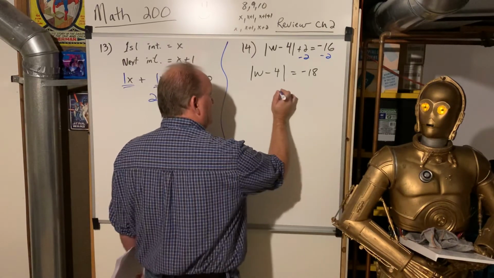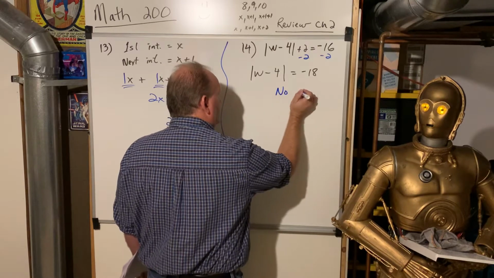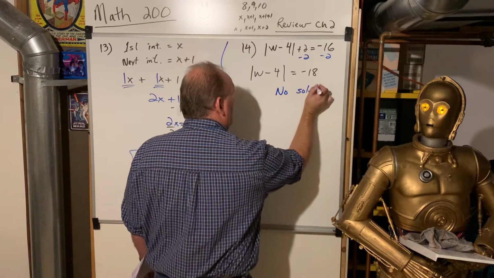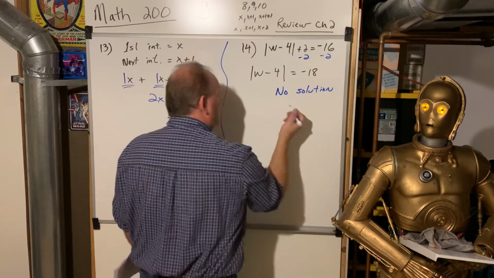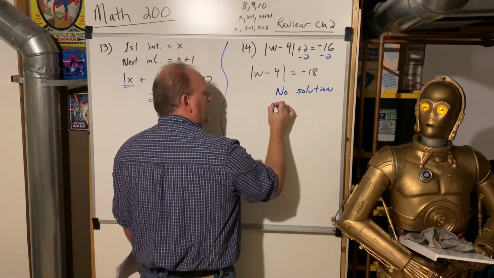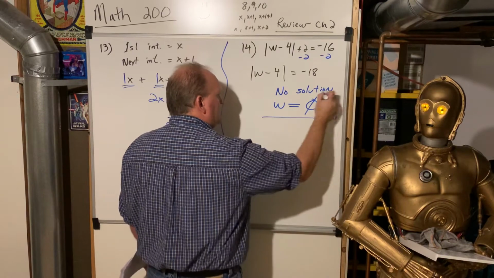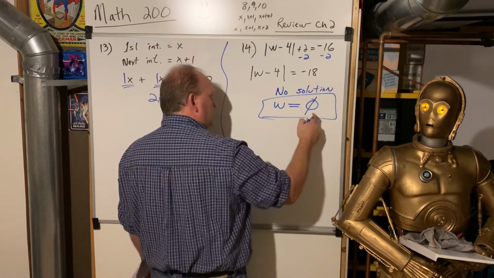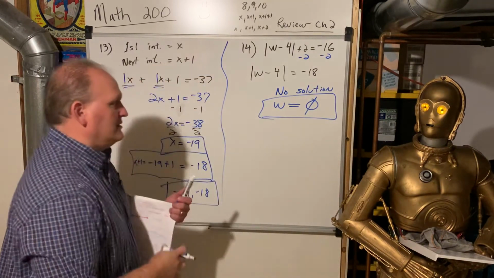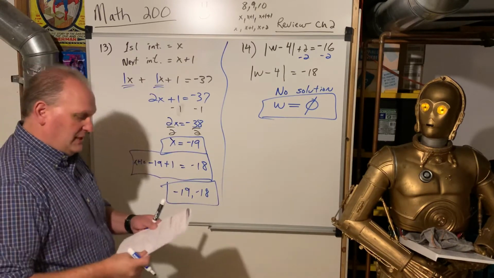This would just be no solution. And I think on Knewton, they wanted you to say, W is equal to the empty set. That's the big circle with the line through it, called the empty set, meaning there's not a real solution we could put in there.